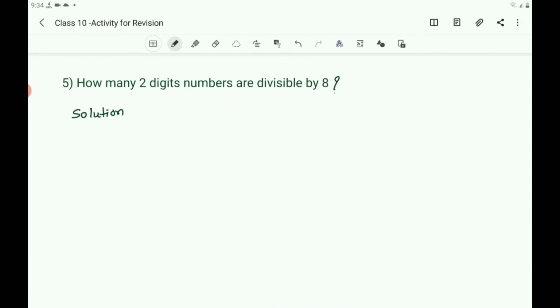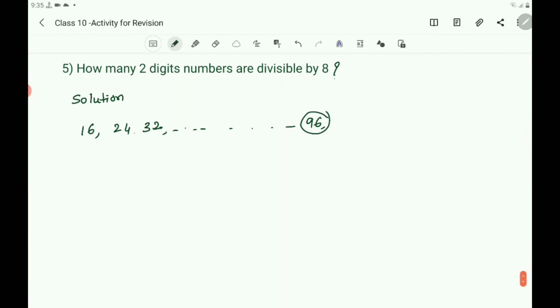The question is, how many 2 digit numbers are divisible by 8? Here the number must be divisible by 8 and it must be a 2 digit number. So which is the first 2 digit number divisible by 8? That is 16, and next 24, and next 32, and so on. Which is the last 2 digit number divisible by 8? That is 96.